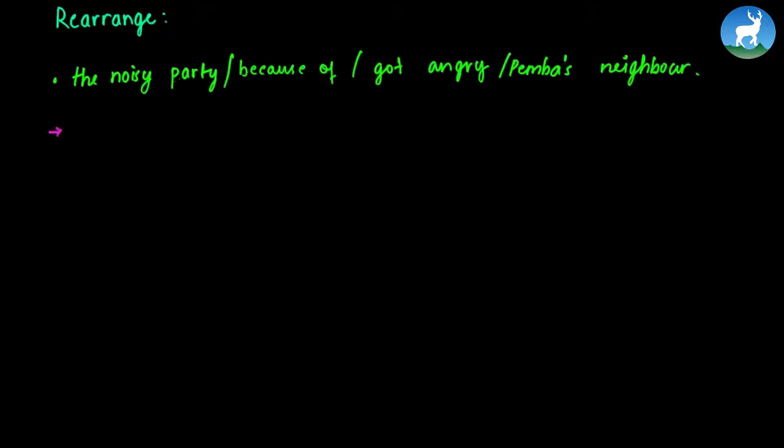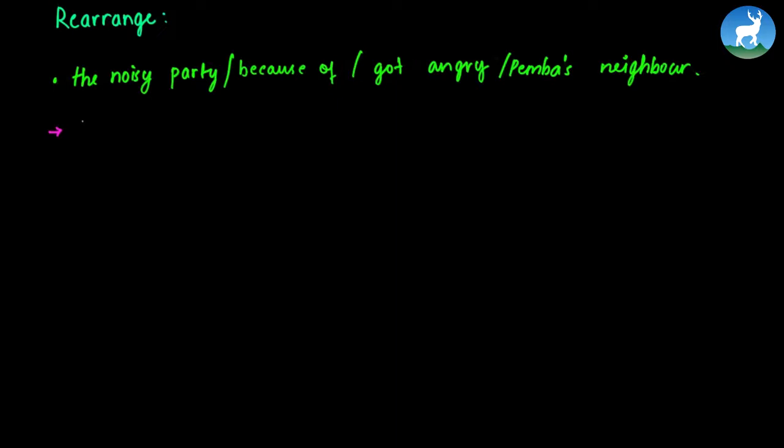Now the other exercise is to rearrange the words to form meaningful sentences. We need to rearrange these words in order to form a meaningful sentence: the noisy party, because of, got angry, Pemba's neighbor. Now we can read from this that Pemba's neighbor got angry because of the noisy party. Or we can also say, because of the noisy party, Pemba's neighbor got angry.